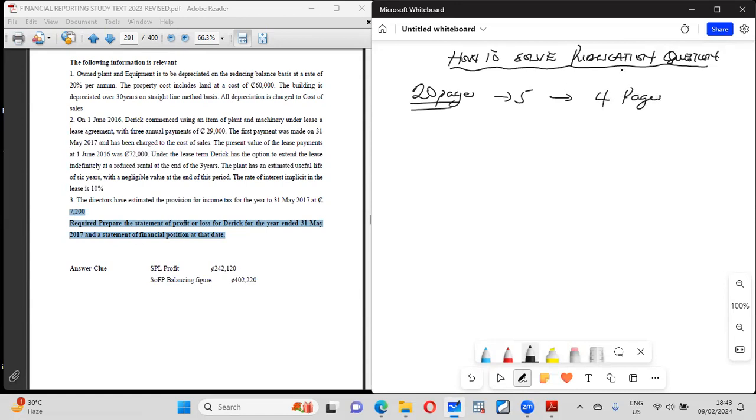But it doesn't mean you are supposed to restrict yourself to 4 pages. If you have to use 5 pages, use them, because if you need an extra sheet, they will give it to you. So that is that.